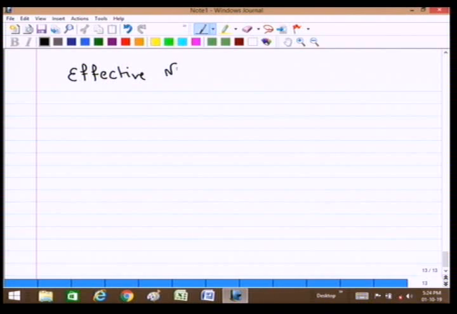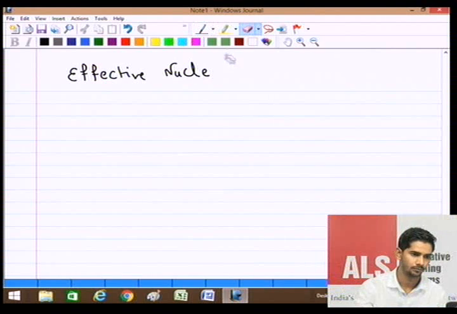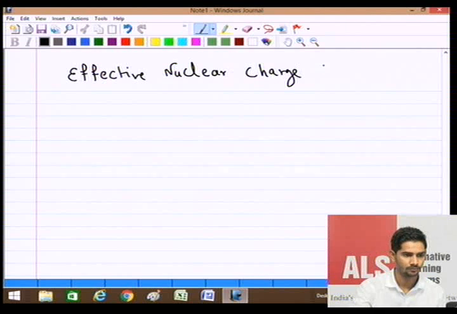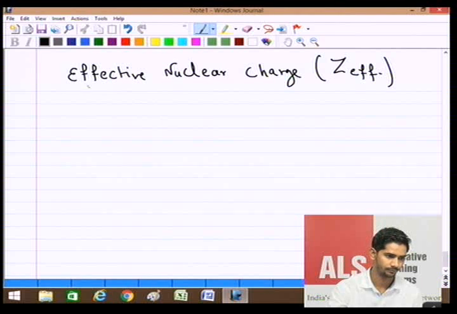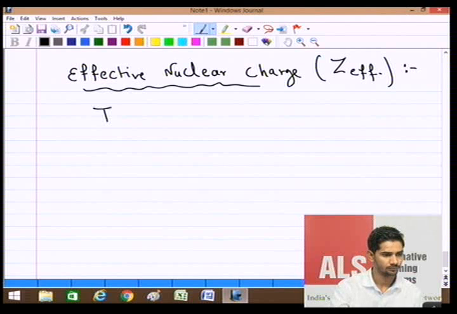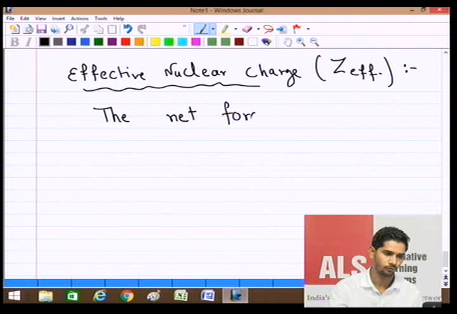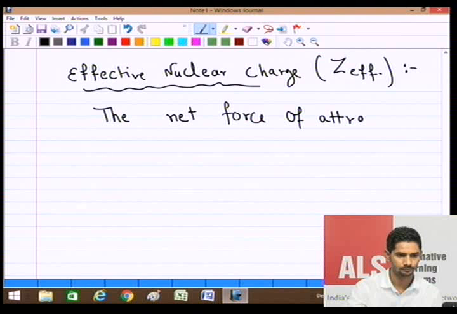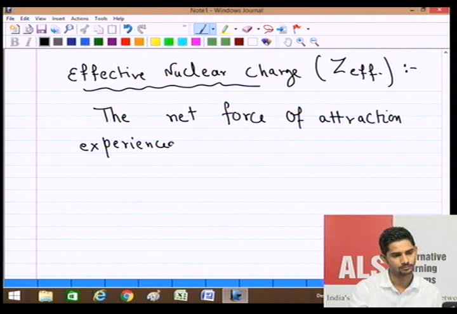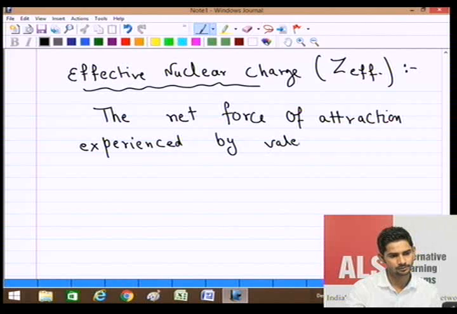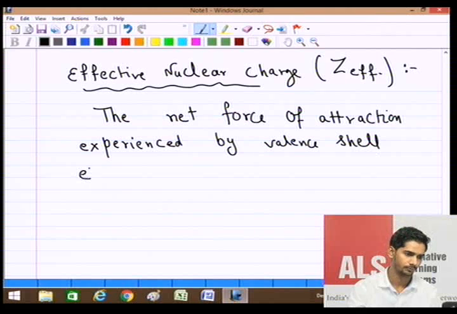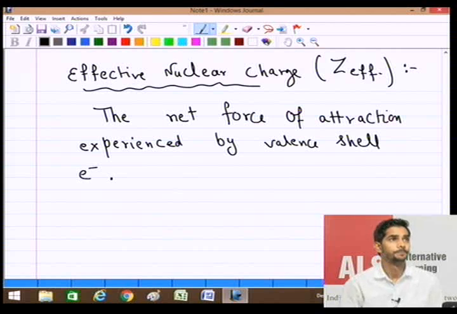Effective nuclear charge. It is written like this, Z effective. The net force of attraction experienced by valence shell electron. Copy, please.